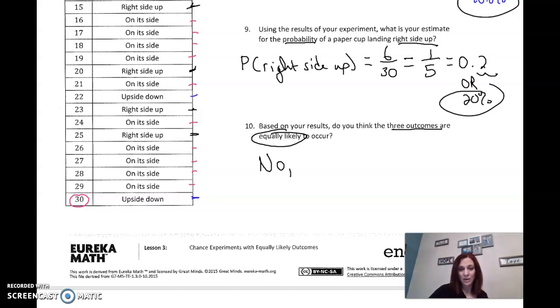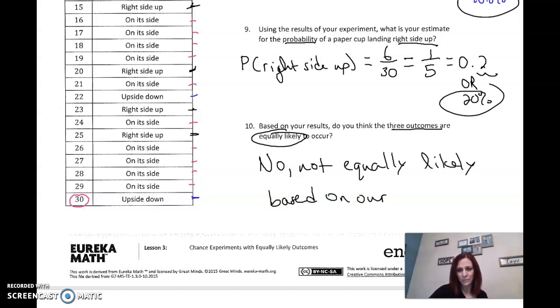No, not equally likely based on our results. And I'm throwing that in there because could we run this another time and get 10, 10, and 10? Sure. Or 9, 11, and 10? Sure.